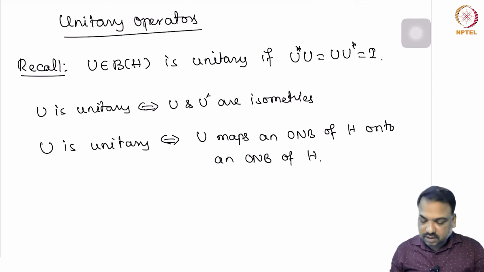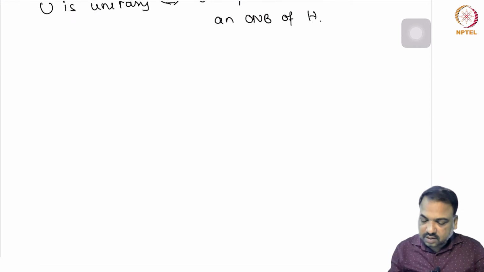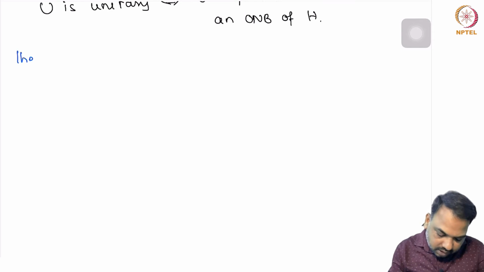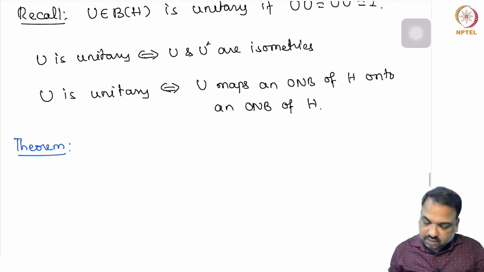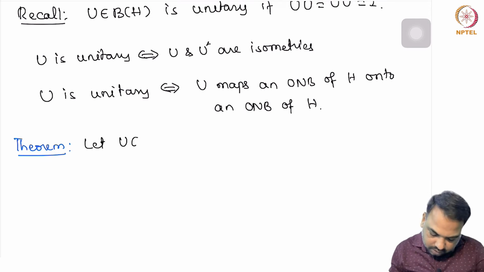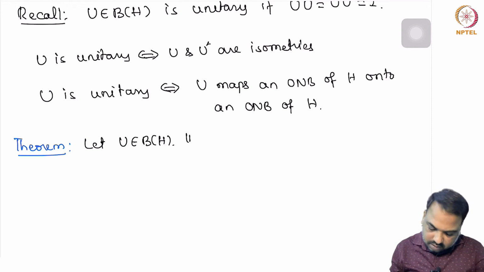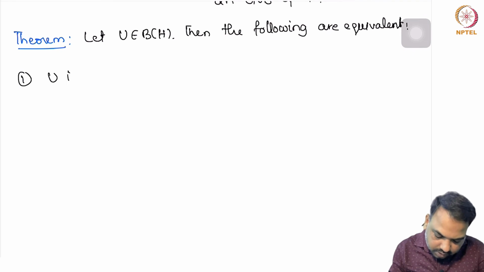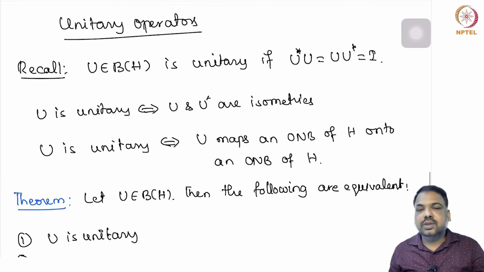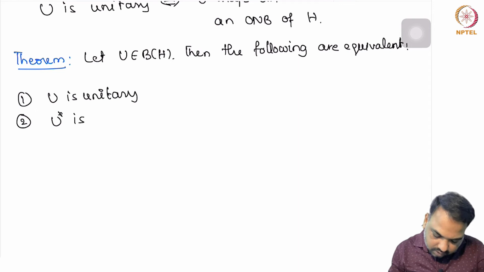In fact, from the definition we can obtain many important characterizations of unitary operators. The proofs are similar to the earlier characterizations of isometries. So we list out all the characterizations of unitary operators. Let us take U to be a bounded linear operator on H, then the following are equivalent. One, U is unitary. The second one is, if U star U equal to U U star is identity, U you can write as U double star. So from that we can conclude that U star is also unitary.